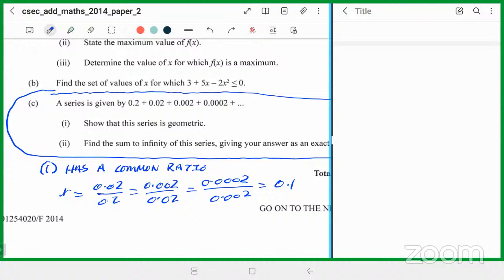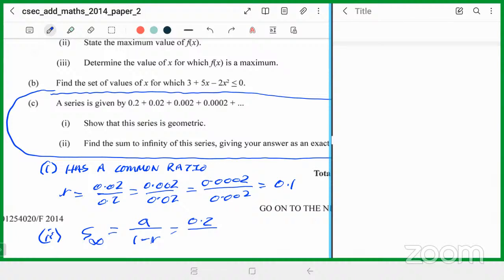That's all I know. The sum to infinity for part 2. Sum to infinity is A over 1 minus R equals, this is the A right here, 0.2 over 1 minus... I just want to double check something. So this is really 0.1. Just want to make sure.